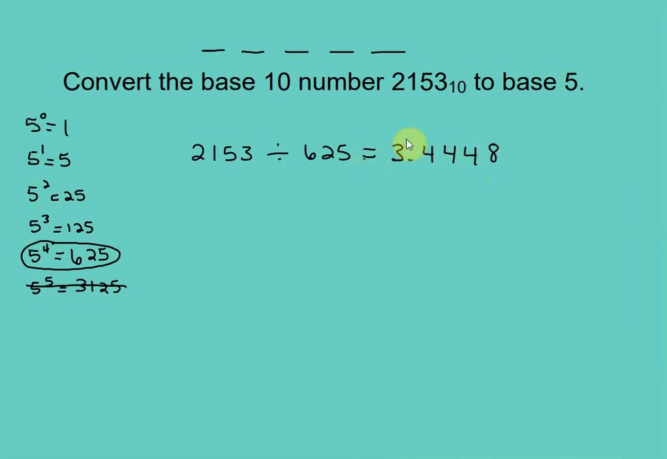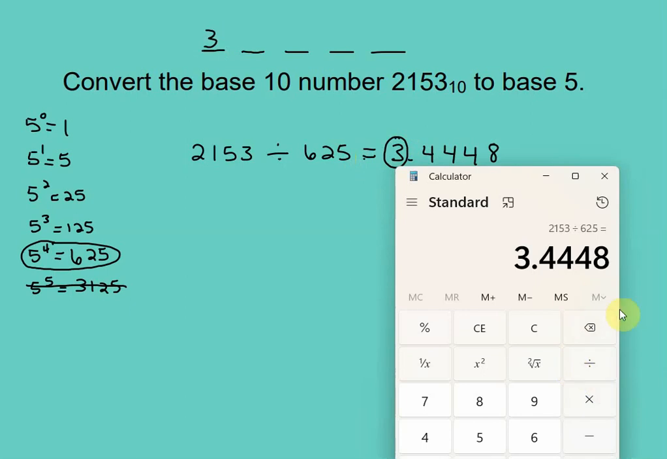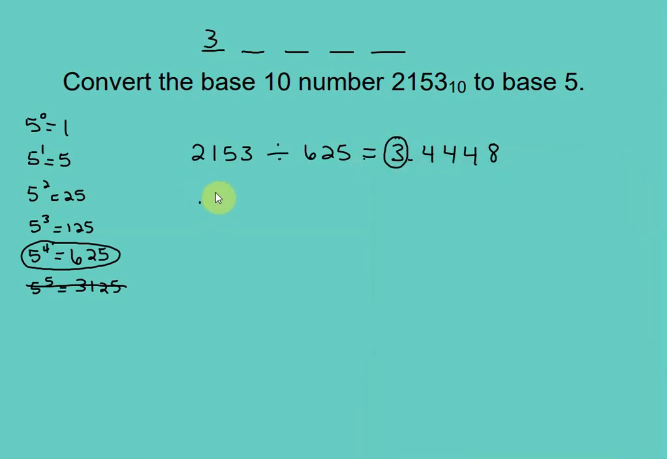And whatever the whole number is, whatever is to the left of the decimal, that's going to be the first digit in my answer. Now I'm going to take my calculator, and don't clear your calculator. Just subtract the whole number. So I'm going to subtract 3. I'm left with the 0.4448.